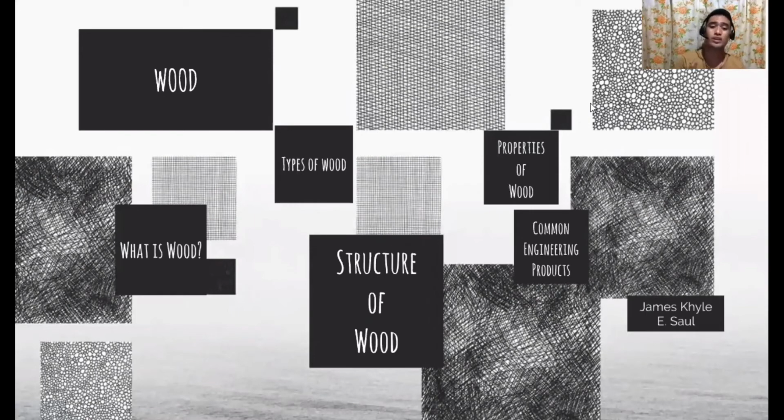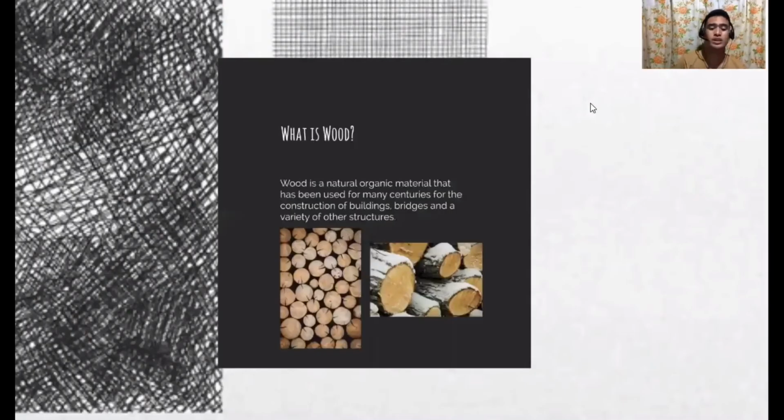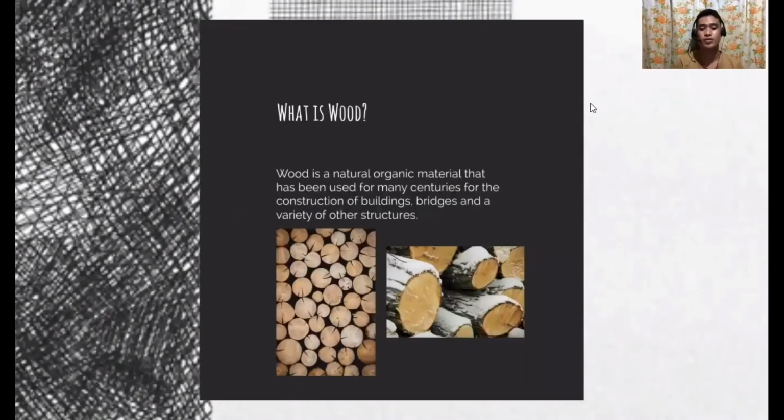So first, what is wood? Wood is a natural organic material that has been used for many centuries for the construction of buildings, bridges, and a variety of other structures. It has been used for thousands of years, and via technological advances, it has become even more valuable than in previous years through its usage.